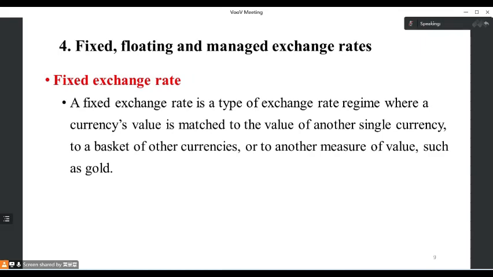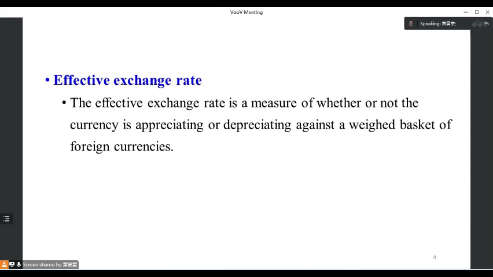A short break. The effective exchange rate is a measure of whether or not the currency is appreciating or depreciating against a weighted basket of foreign currencies.